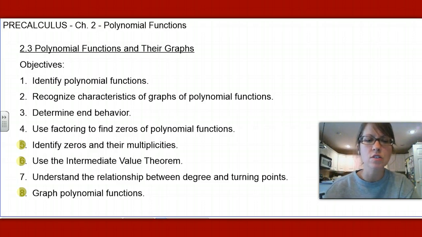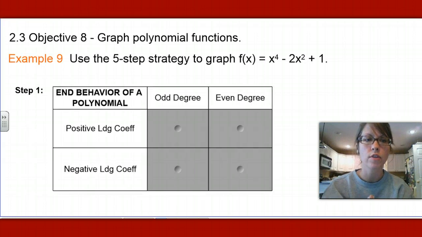And Objective 6, using intermediate value theorem, we're not going to be talking about that with the graphing polynomials. That one kind of stands on its own and is normally a separate question asked in and of itself. So let's talk about Objective 8. And we're going to start with using this 5-step strategy.